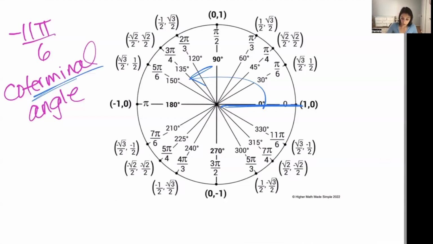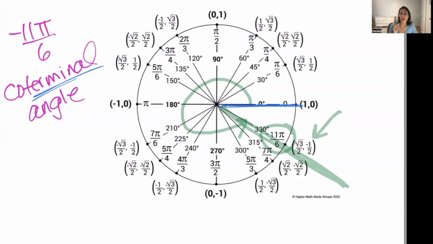So if you're confused because you're like, wait, I do see 11 pi over 6, that's right here, but that's positive. And again, a positive angle means we have traveled 11 pi over 6 radians, or 330 degrees, to land in that spot, right? So this right here would be the terminal or ending side, and we would be looking at that ordered pair. However, that is not the correct answer, or that's not the correct location.